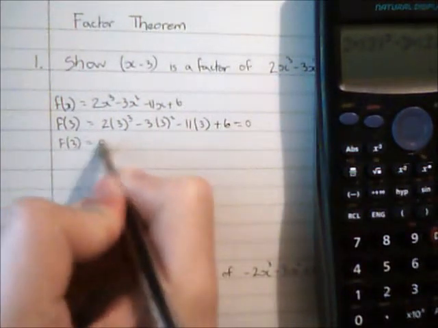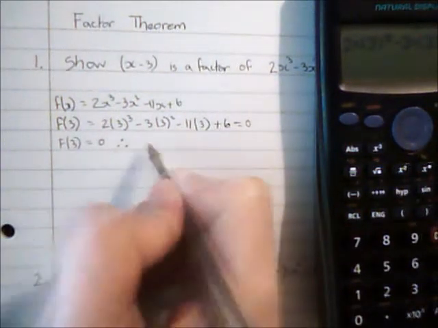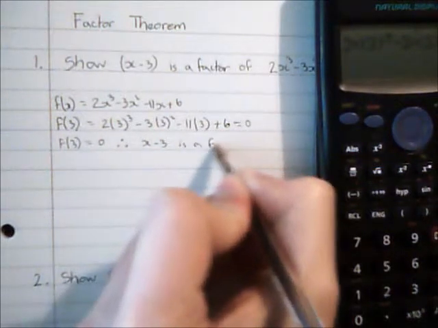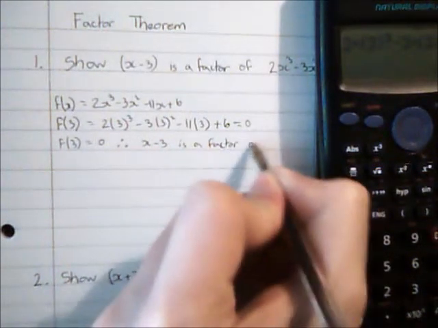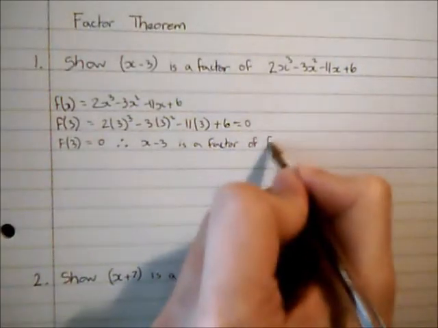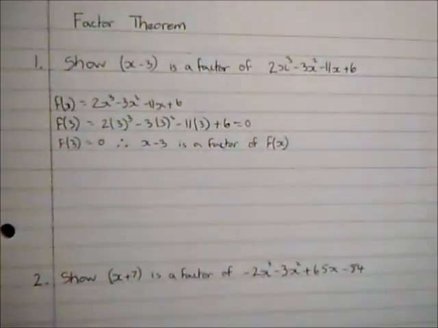f(3) equals 0, therefore x minus 3 is a factor of, and I'm just going to write of the function here, so of f(x), rather than write the whole polynomial out again.